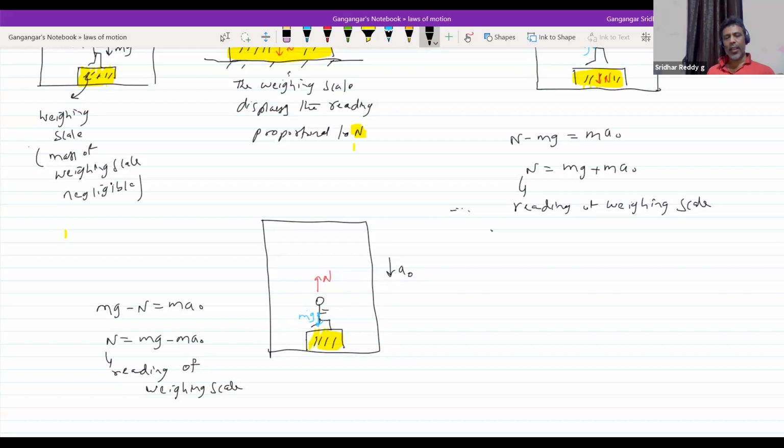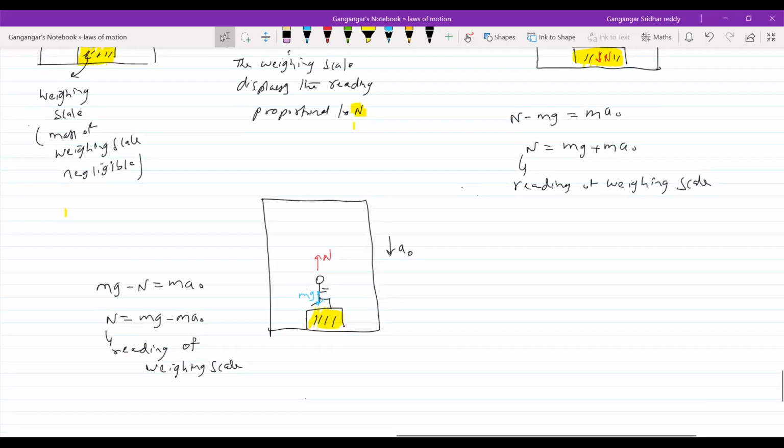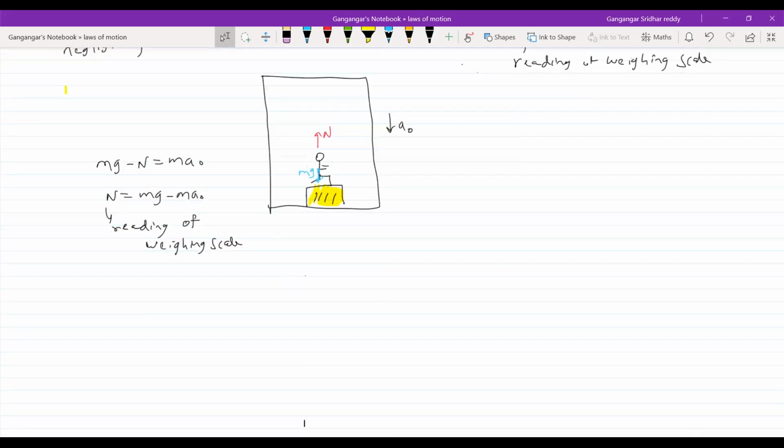Okay, got this. So anywhere the weighing scale comes, nothing to bother. The normal contact force acting between the person and the weighing scale should be the reading of weighing scale. Is it okay? Fine. I'm just concluding this topic here. It can be asked for you anywhere now. Let me proceed to the next application part.